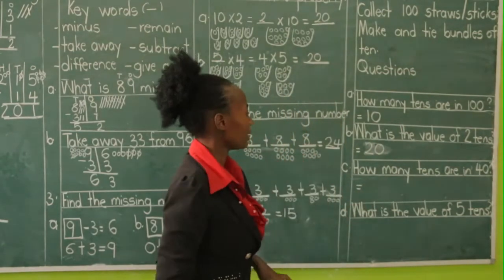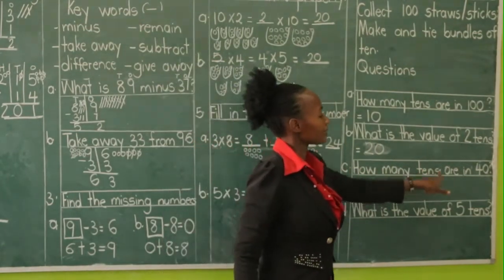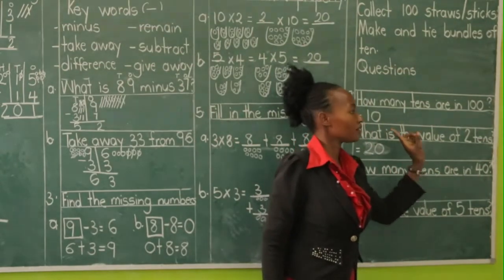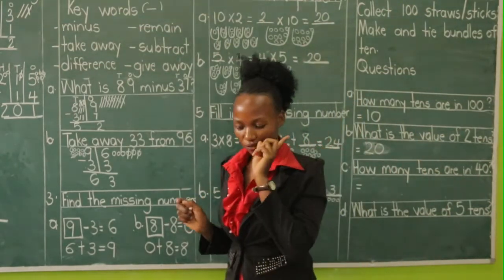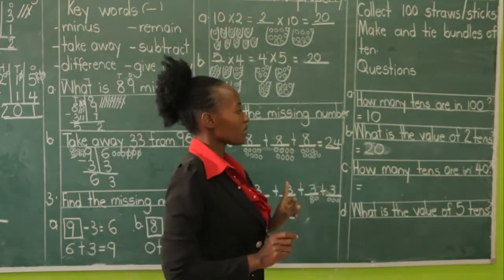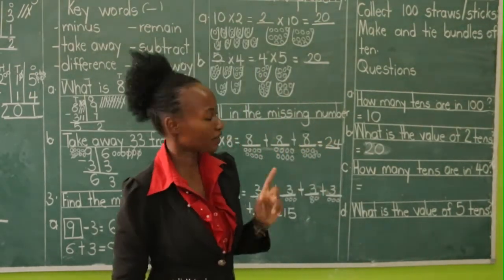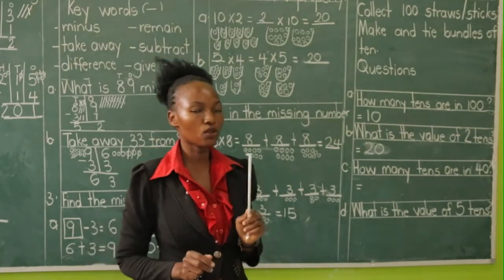Our next question is, how many tens are in 40? How many tens are in 40? It means we are going to get 40 straws, and we see how many tens we can get from 40. Let's first count the 40 sticks, the 40 straws.